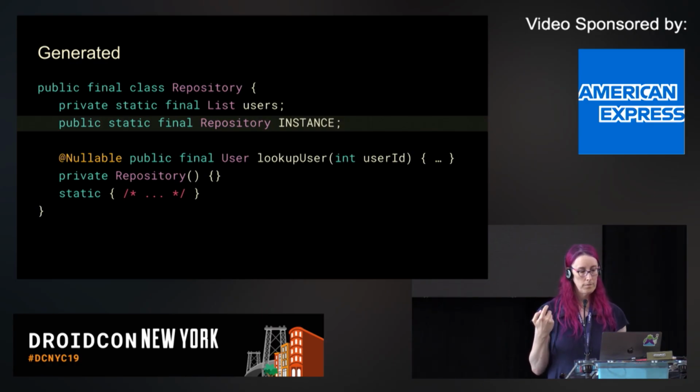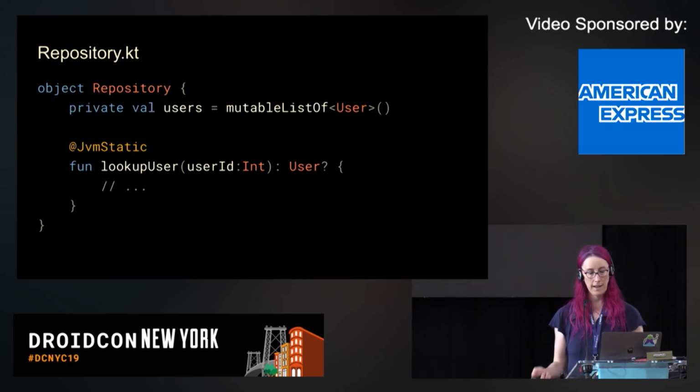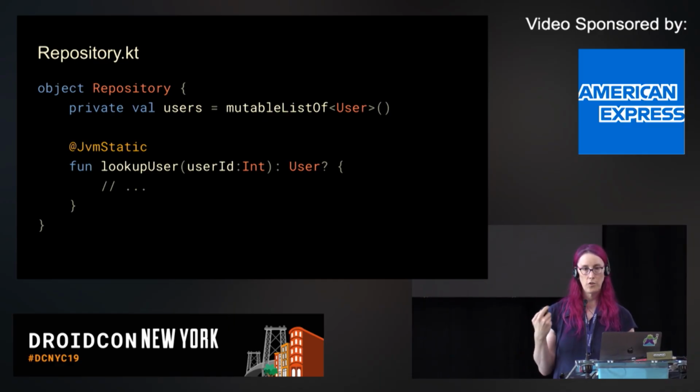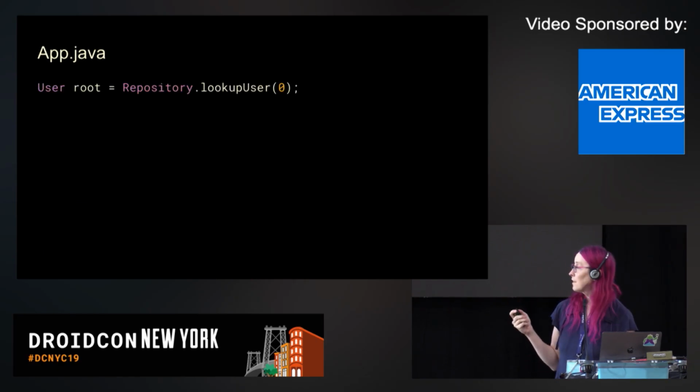Now, from Kotlin, we just use repository dot lookup user. But from the Java programming language, you would have to use repository dot instance dot lookup user. If we didn't want to do that, because really, who wants to do that? We can annotate it with JVM static, and that will create a static reference to this variable. Yeah, and then we can just use it like we would expect.